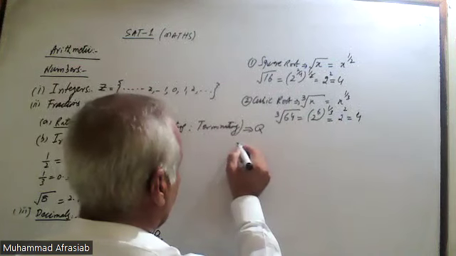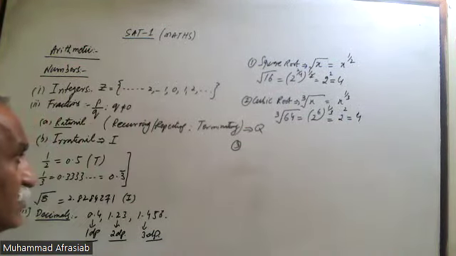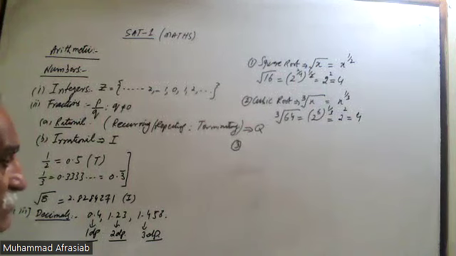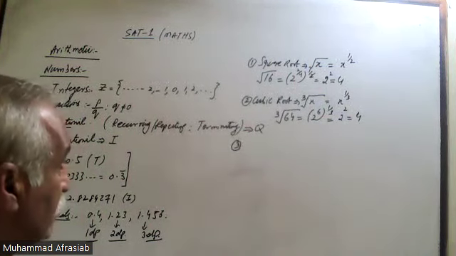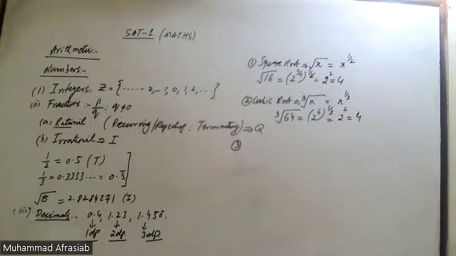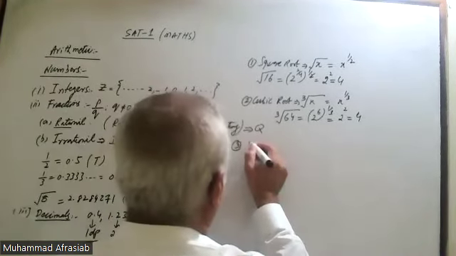Then the other topic, which is used in this first topic of arithmetic, is known as rounding of data.